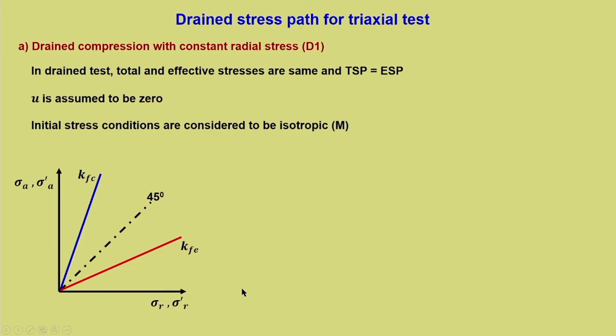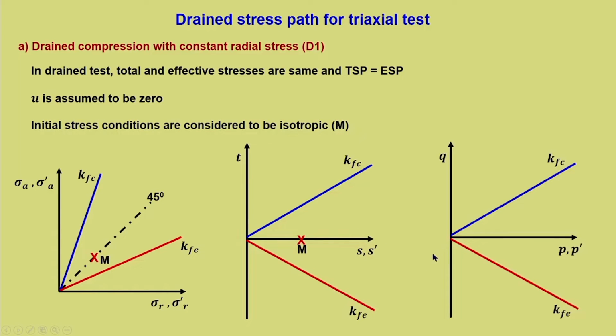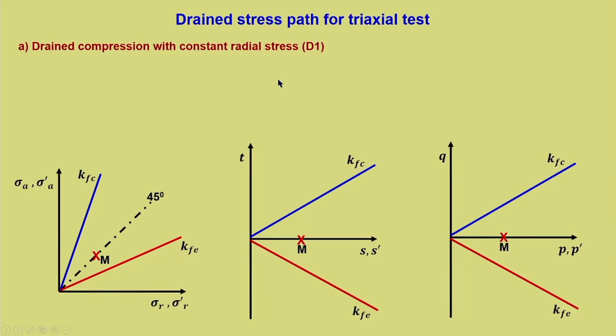The isotropic line is the starting point, and we should not have any difficulty identifying this because it will be on the 45-degree line. So, this is the starting point M, and similarly for the TSS dash plot it is M on the isotropic line, and in the QPP dash plot also M. So, let us start now, how the stress path will move.